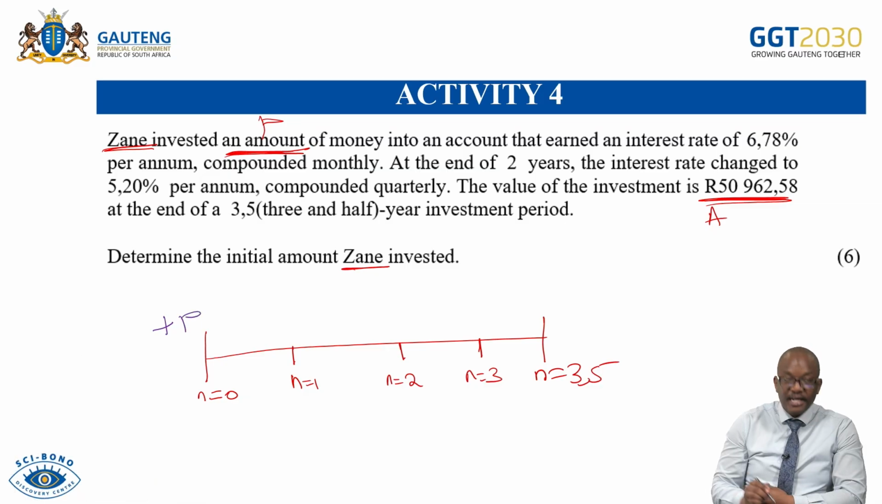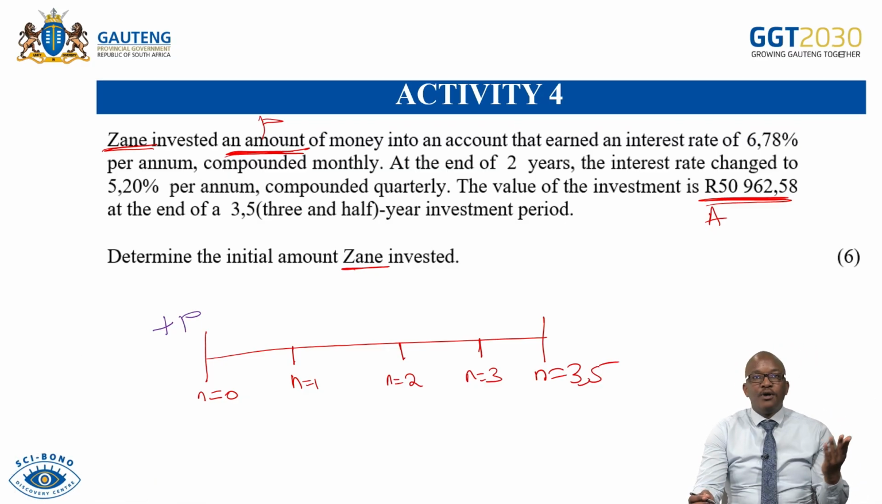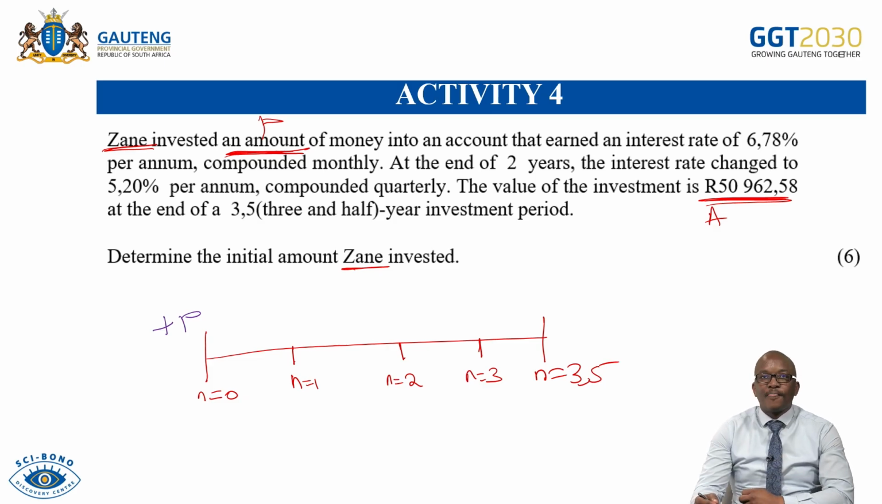Correct? The P amount of money was invested. We don't know how much was invested into the savings account, and the interest was 6.78% per annum compounded monthly. Correct? At the end of the second year, the interest changed.